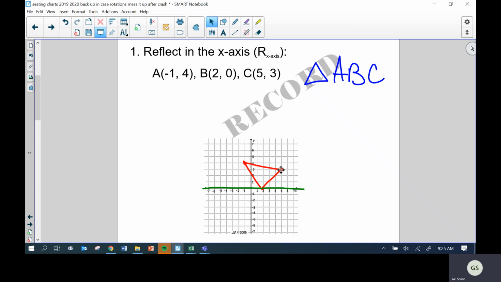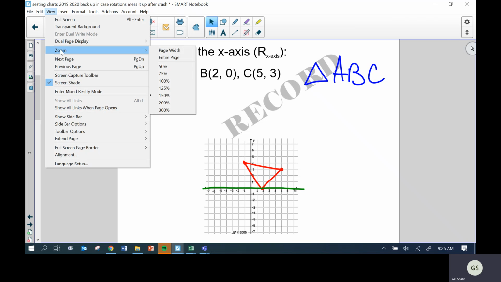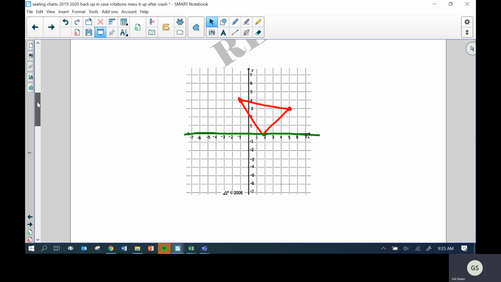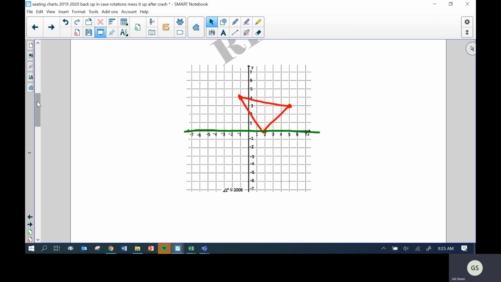I'm going to do it visually first, and then we'll come back, because you can always draw a graph yourself and do it that way. When I visually do it, we'll use a different color. The 0 stays the same, this point stays right there. Each point needs to be the same distance from the x-axis, so if I was 3 above the x-axis, I need a point 3 below the x-axis.